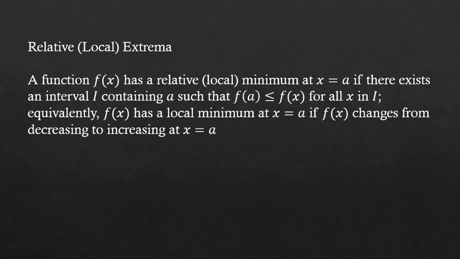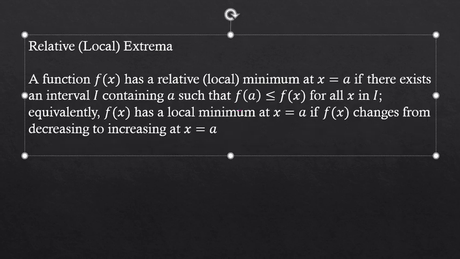So a function f of x has a relative or local minimum at x equals a if there exists an interval I that contains a such that f of a is less than or equal to f of x for all x in I. Again, a very long and complicated way of saying this. Very shortly, we're going to learn a much shorter and easier way to identify a local minimum.